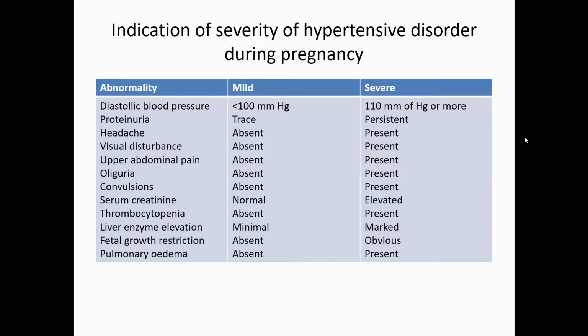The patient can at times present with oliguria, and sometimes there may be convulsions. There may be deranged lab tests like elevated serum creatinine, thrombocytopenia, and deranged liver enzymes. There may be evidence of fetal growth restriction and pulmonary edema.